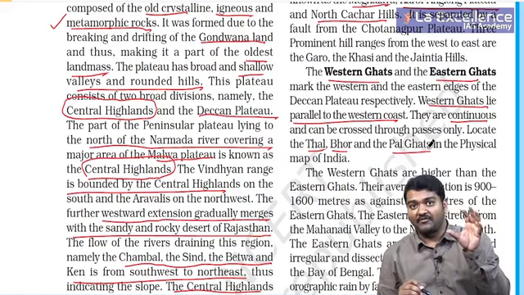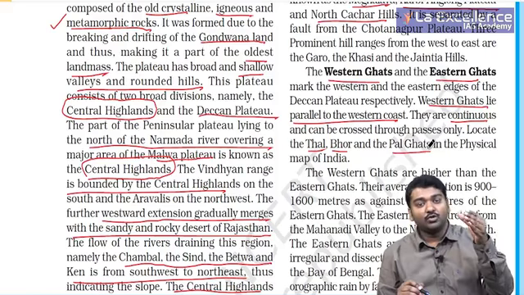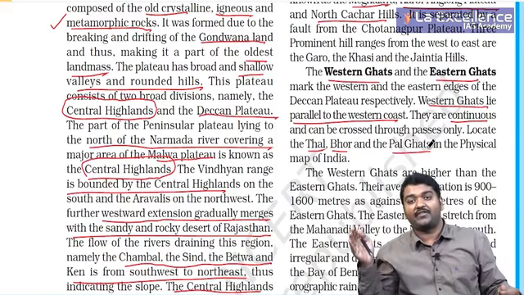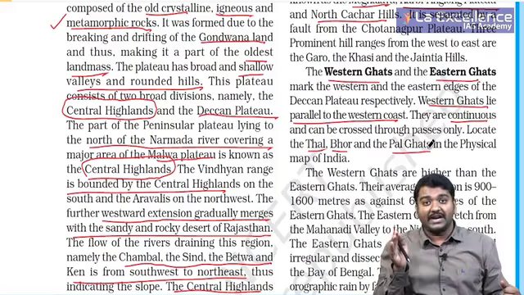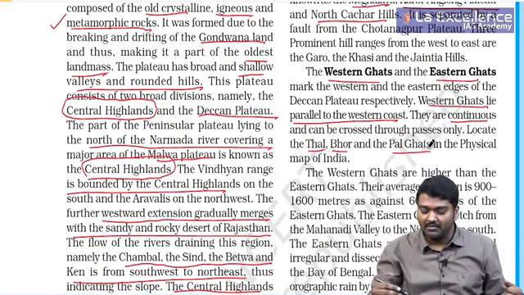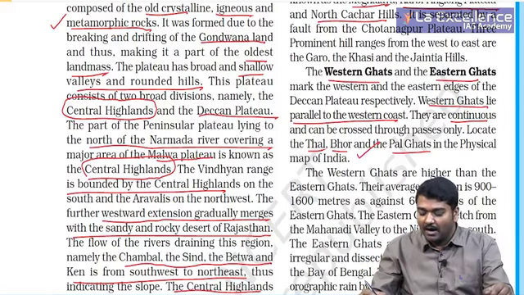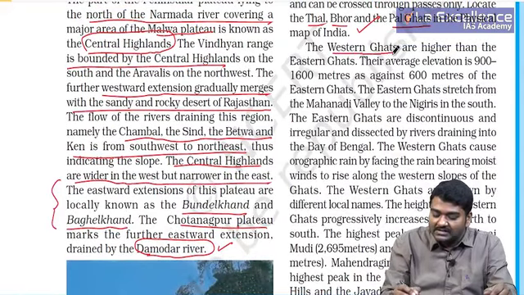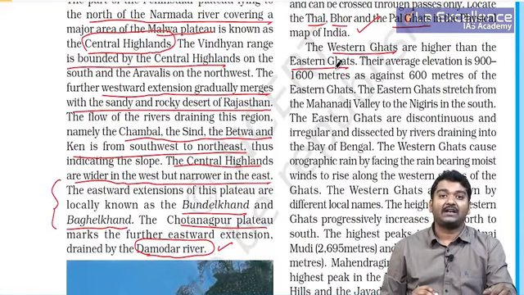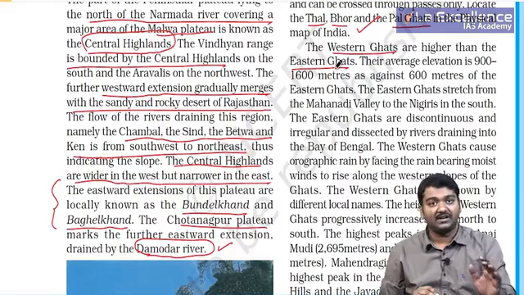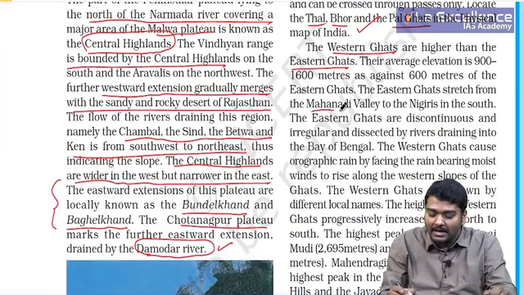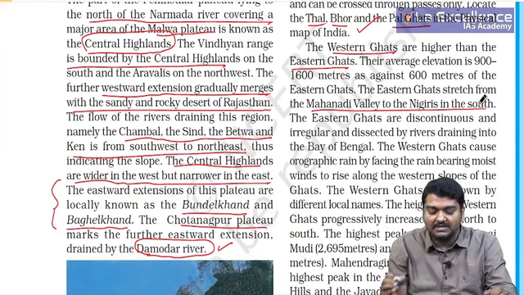These gaps are very, very important because through these gaps, some areas on the eastern side of India, or the eastern side of Western Ghats, receive rainfall. And then we need to know that Western Ghats are higher than Eastern Ghats. If they ask you to compare Western Ghats and Eastern Ghats, these are important. Their average elevation varies. The Eastern Ghats stretch from Mahanadi Valley to the Nilgiris in the south.